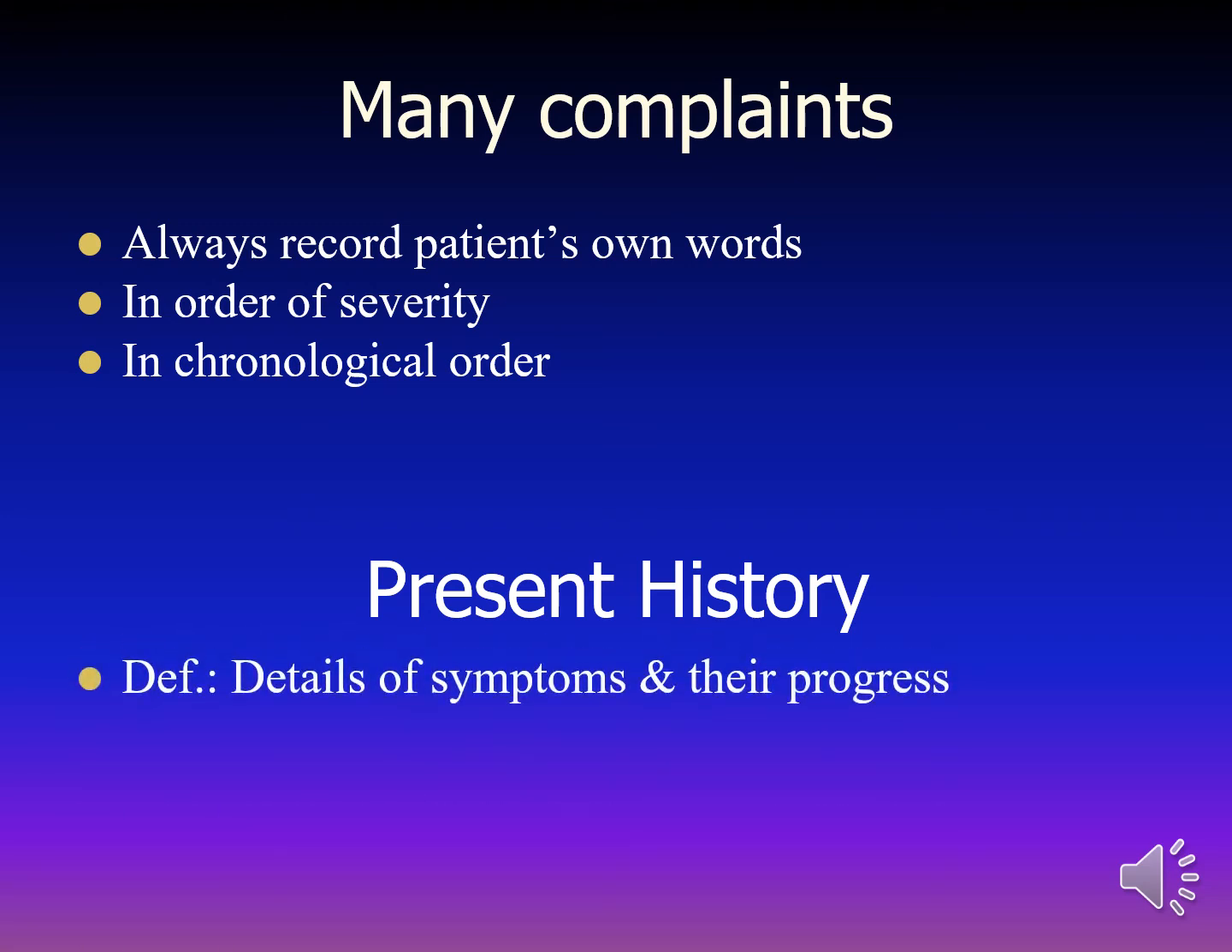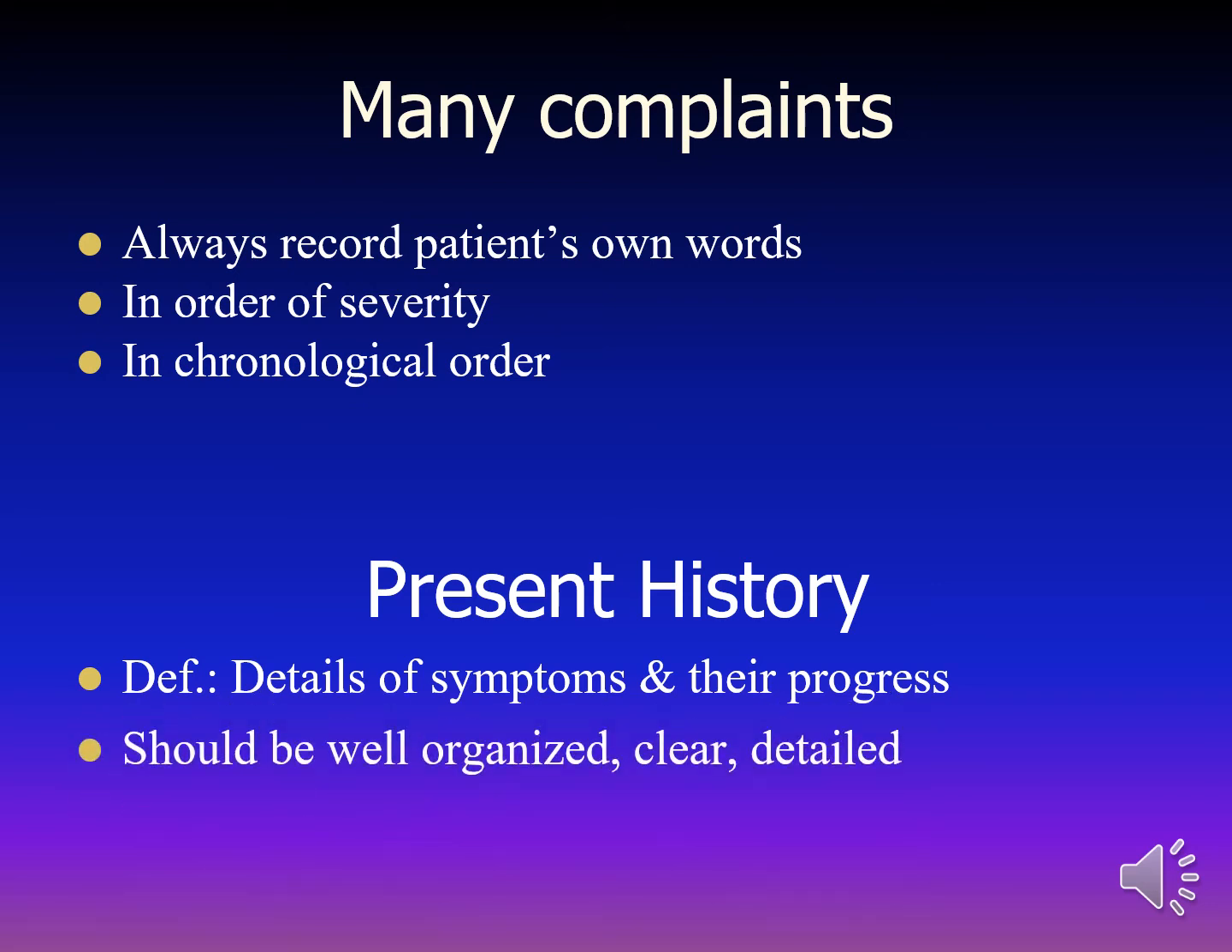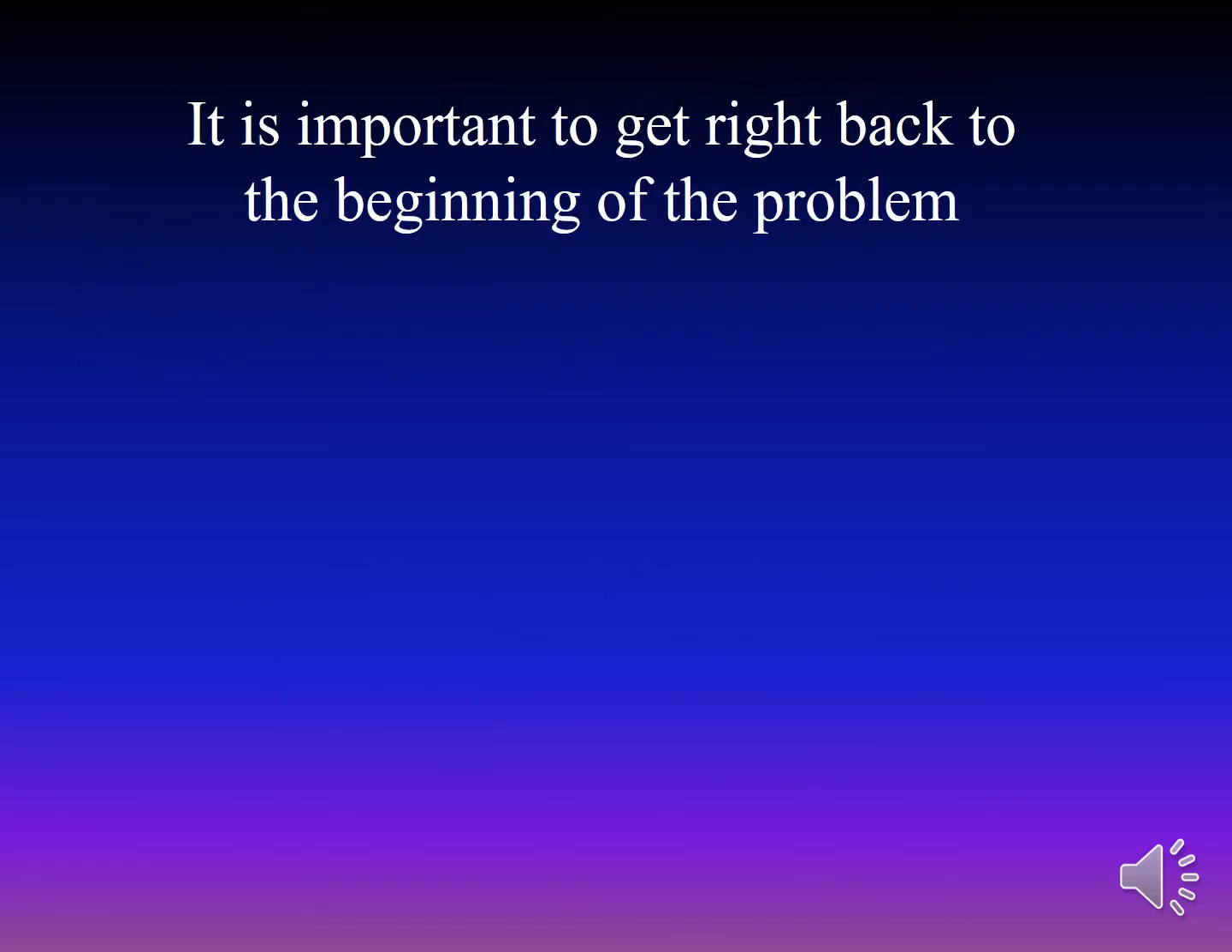Present history is the details of symptoms and their progress. You cannot give details of symptoms which are not mentioned in the main complaints before. If the patient adds another complaint while he is speaking with you, you have to add it to the complaint first and then give the details in the present history. It should be well organized, with clear details, and should cover all the symptoms you mentioned in the main complaint.